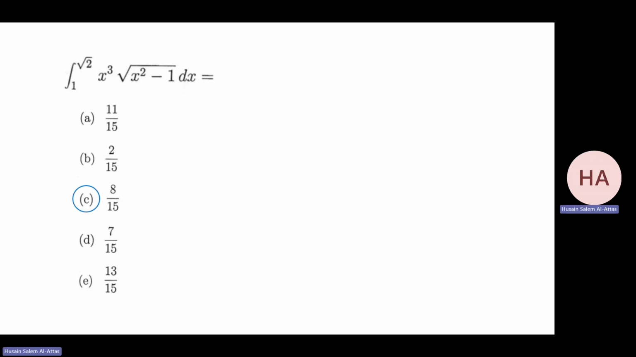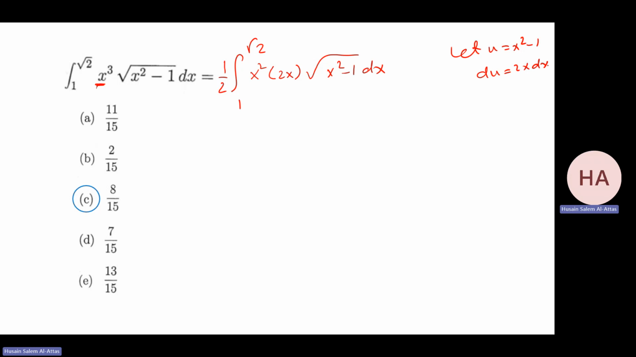Yeah, I think we did something similar. I will write this in 2 parts. The integral from 1 to the square root of 2. I'll write it as x squared times 2x and write half here. Why 2x? Because of the du. I will let u equal x squared minus 1. Du will be 2x dx. So that I put the 2x here. So this will be my du.